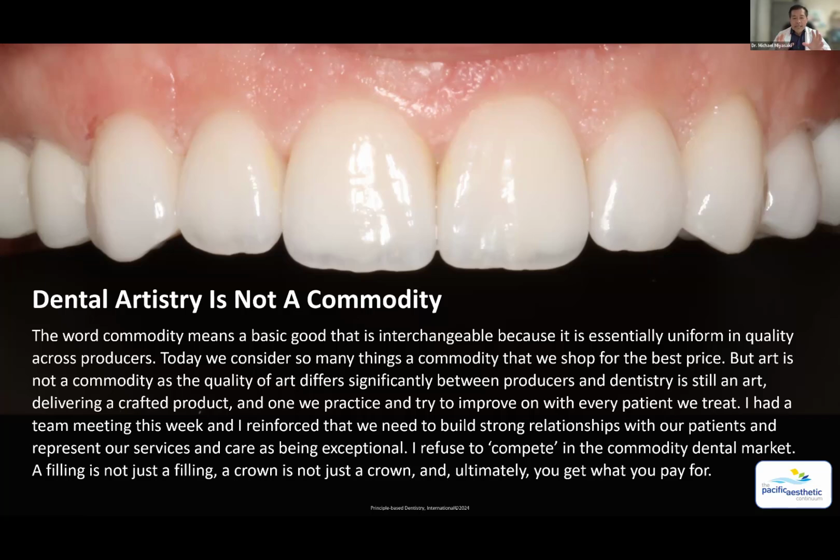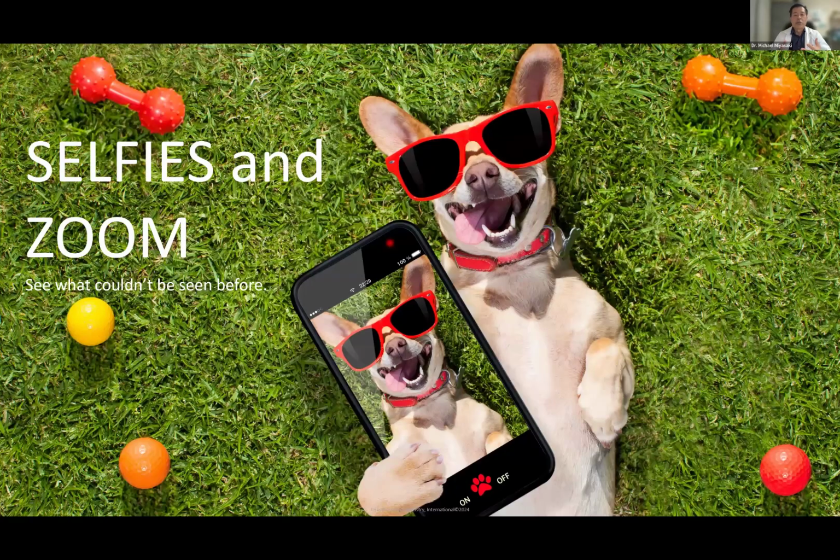And what I want dentists to understand is we shouldn't be shopping around for the least expensive lab work, but the lab work that we can take pride in, that when we deliver the restorations, we feel good about delivering that type of restoration. So I refuse to compete in the commodity dental market. A filling is not a filling, a crown is not just a crown. And ultimately, we and the patient get what we pay for. I want to make sure that when we seat our restorations, we can take pride in what we deliver.